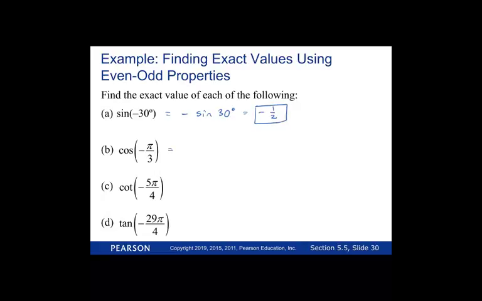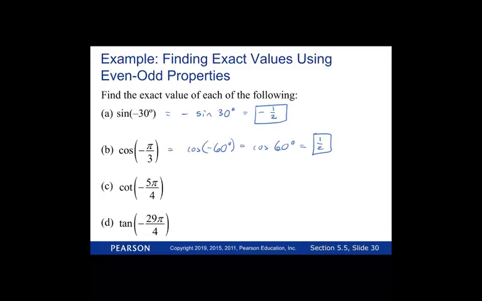Now pi over 3, I'm not gonna do the radians just yet. 180 over pi, 60 degrees. So this is the same as cosine of negative 60 degrees. Cosine is even, so this is actually the same as cosine of 60 degrees. Cosine is our x, so that's a half, right? Keep me honest. Don't let me just give you.